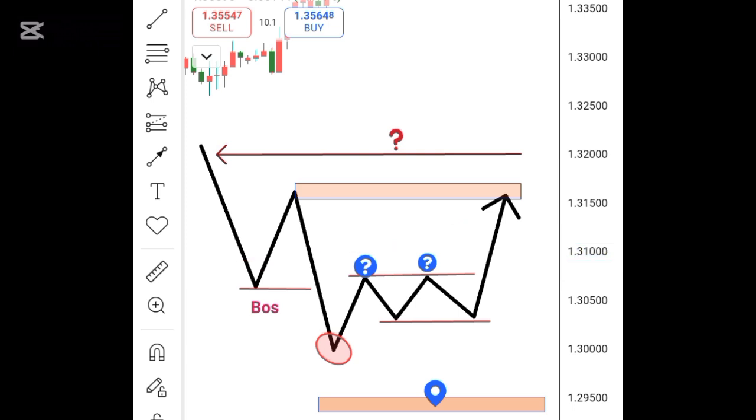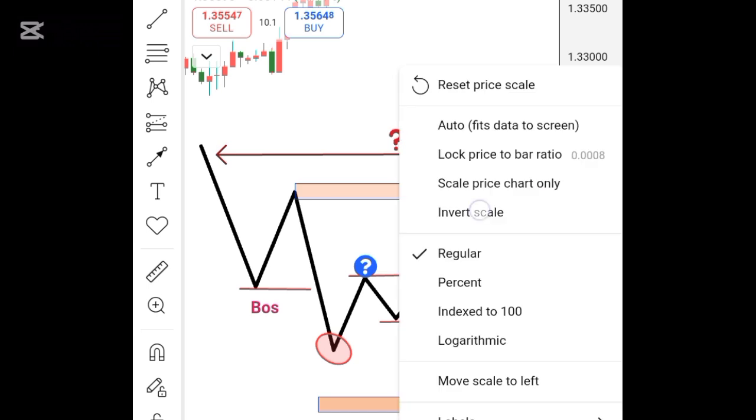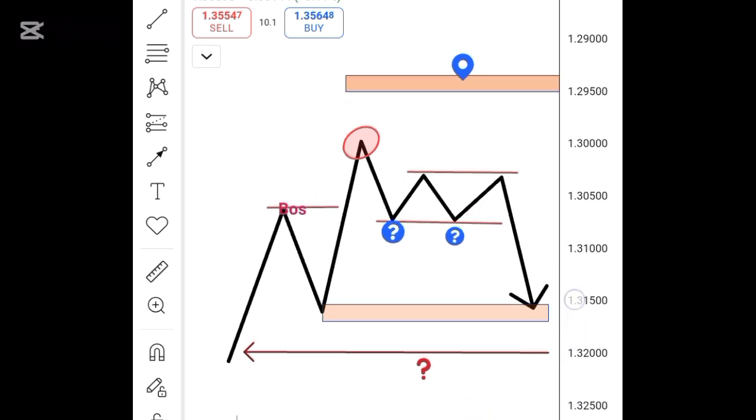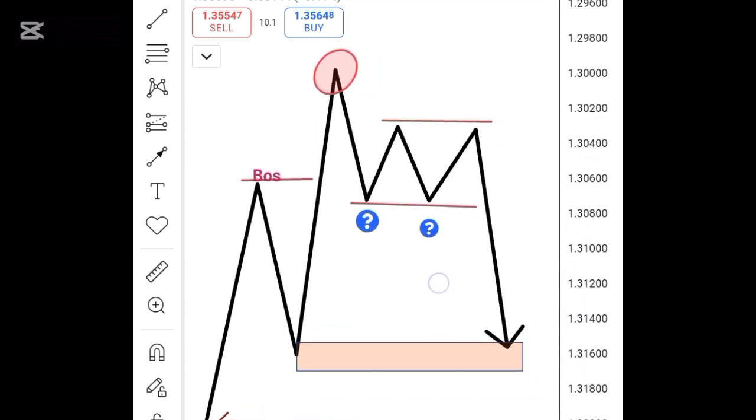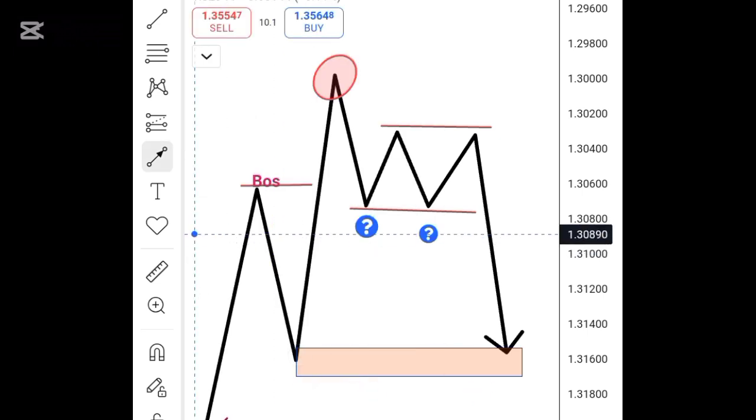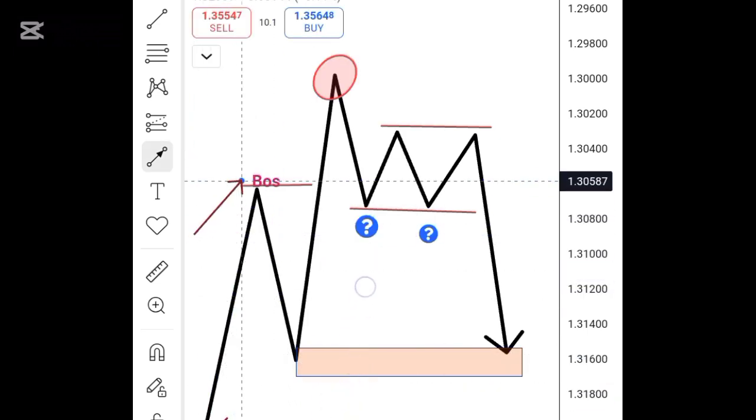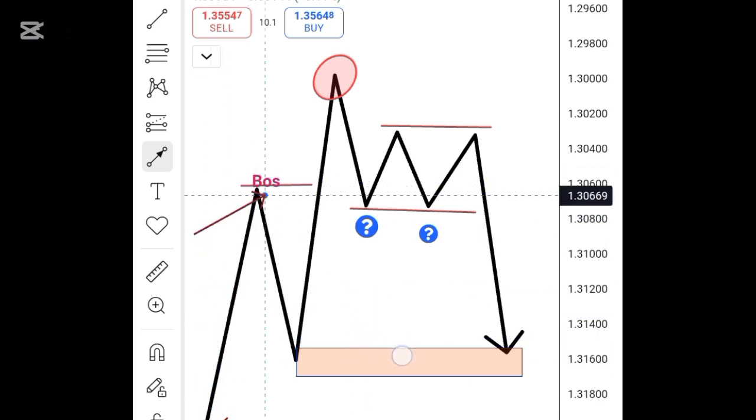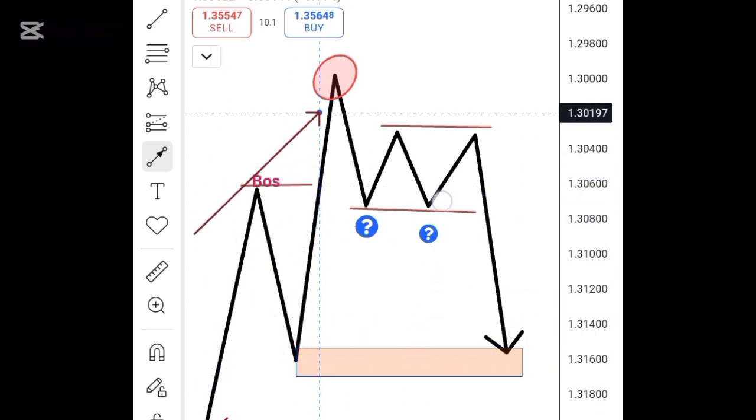So on our buy entry, buy setup, you see that this market was bullish to the upside right here, because the market created a low, then it creates a higher high. This was a higher low, a higher high, a higher low, and a higher high.